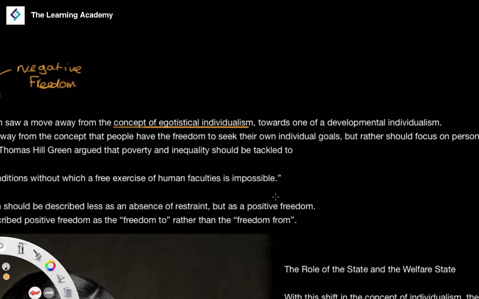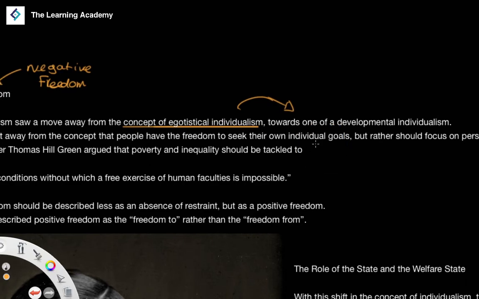Don't forget, egotistical individualism is the concept that individuals and people have a natural desire to seek out their own egotistical ends and their own virtues. But this shift went from egotistical individualism towards what we call developmental individualism.